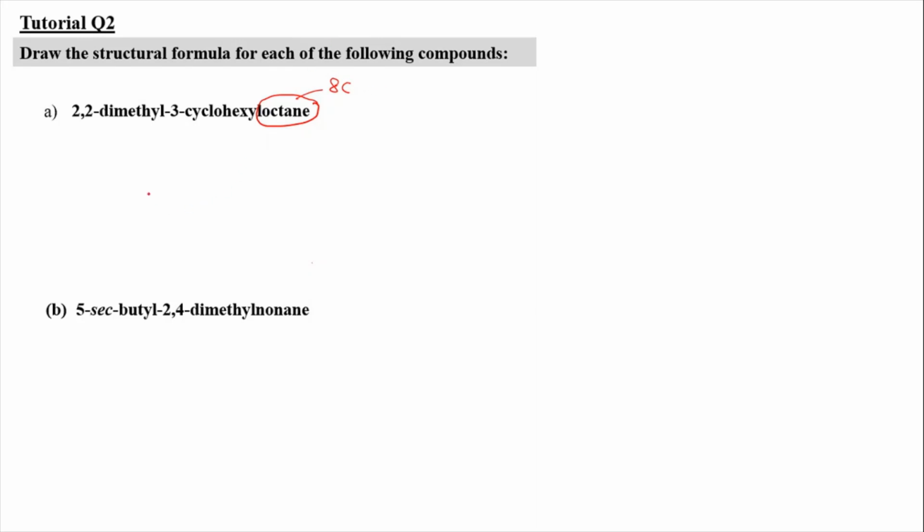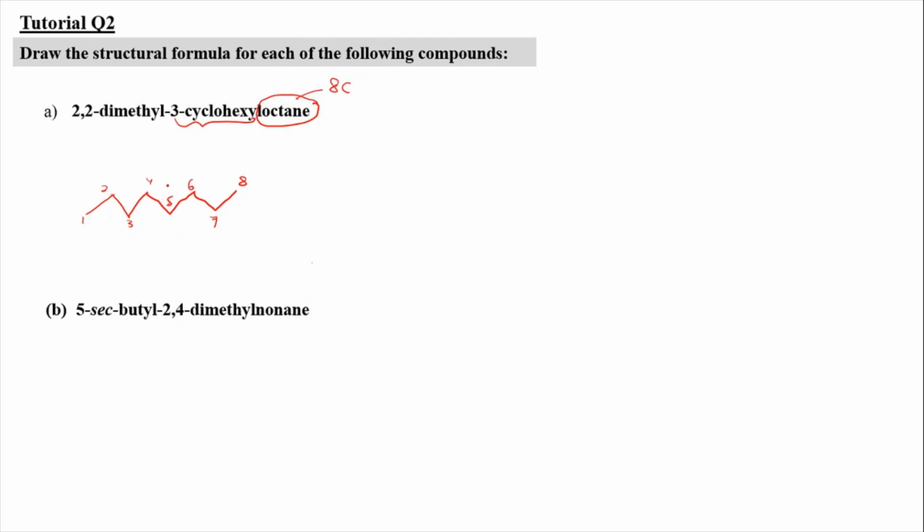So the first thing we need to do is draw the parent chain, which is number 1 here, 2, 3, 4, 5, 6, 7, 8. Okay, so these are all the 8 carbons here. Now there is a cyclohexyl attaching at carbon number 3.